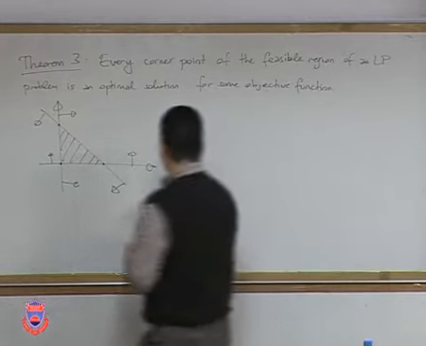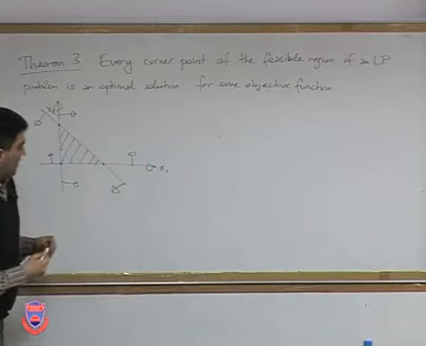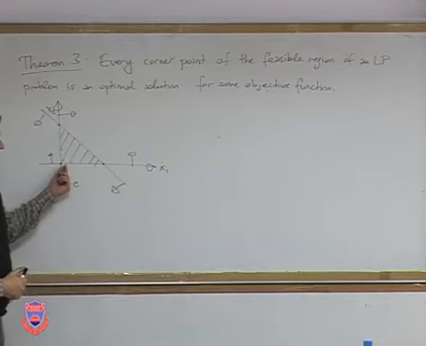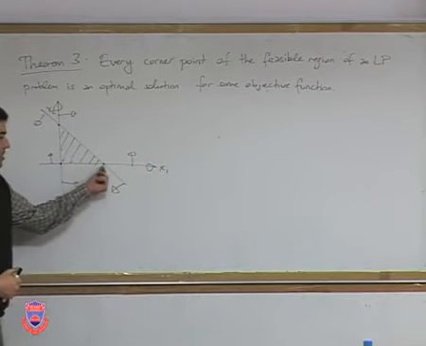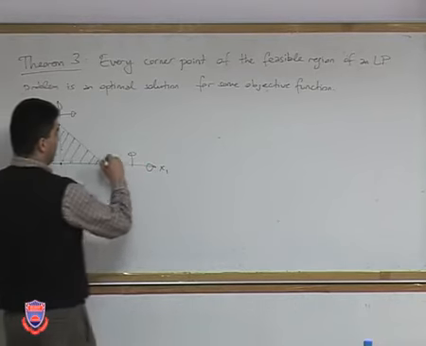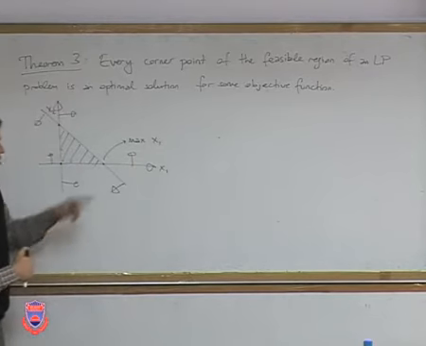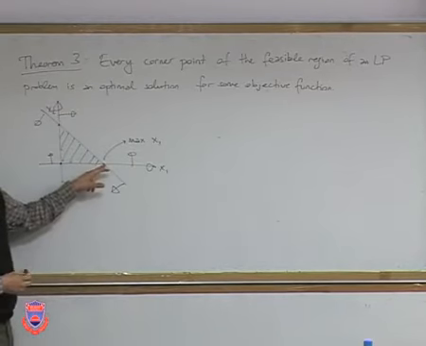So think of this as the x1 axis. One example would be if I want to maximize x1, then I want to move in this direction as much as I can. So this would be an optimal solution, right? So for this one, maximize x1 would be an objective function for which this corner point is an optimal solution, right?